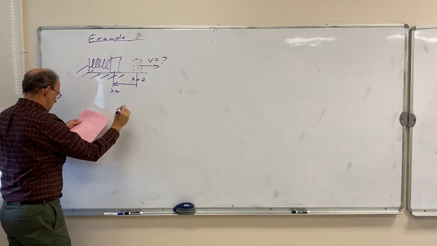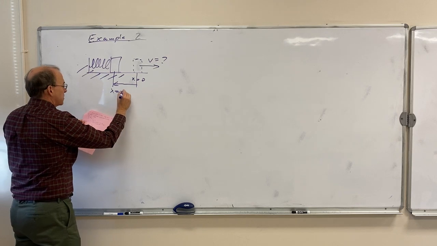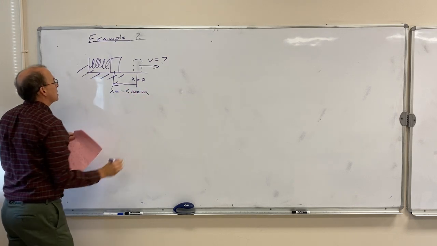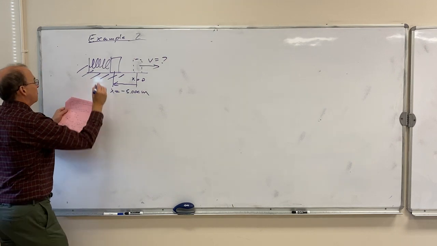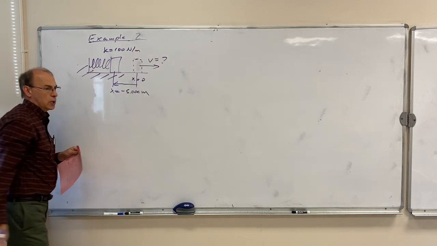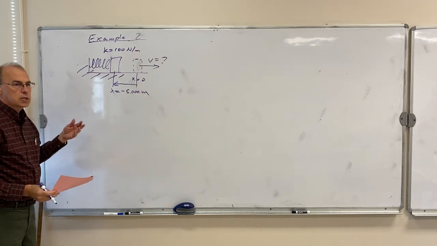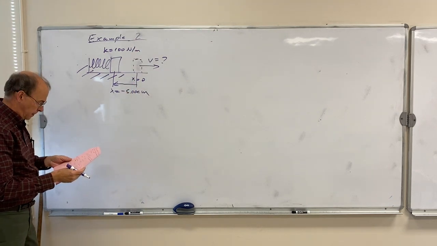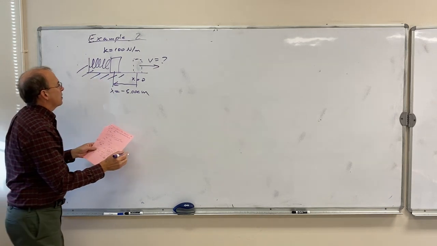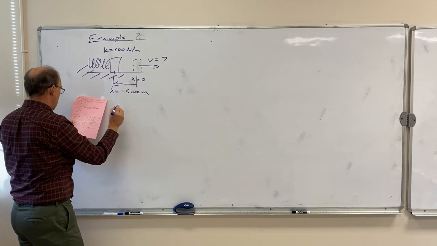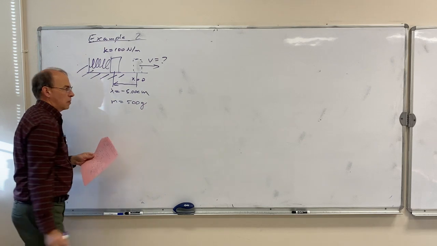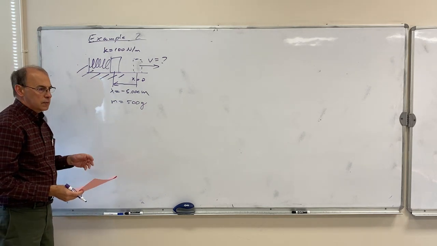I compress it by 5 centimeters. And this is a fairly stiff spring. This is a 100 Newton per meter spring. It takes 100 newtons to compress it every meter. And I just want to know how fast this block would be going if I launch it with this spring. I have to know the mass of the block, and so I use a 500 gram block, so a half kilogram.